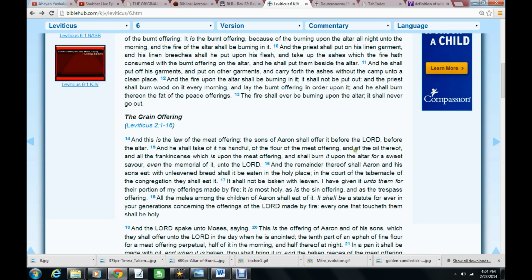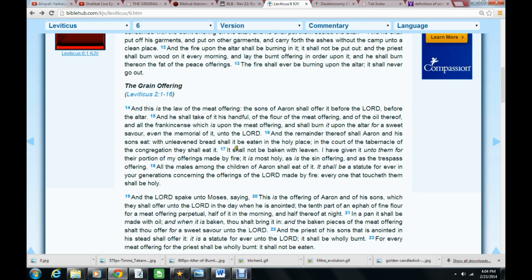And of the oil thereof, and all the frankincense which is upon the meat offering, and shall burn it upon the altar for a sweet savour, even the memorial of it unto the Most High. And the remainder thereof shall Aaron and his sons eat, the priests. With unleavened bread shall it be eaten in the holy place, and the court of the tabernacle of the congregation they shall eat it. It shall not be baken with leaven.